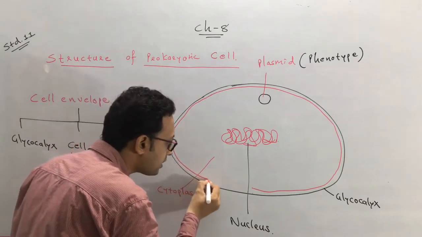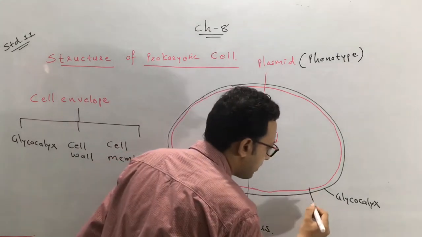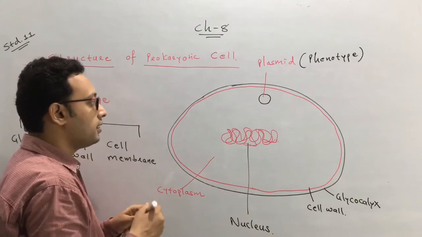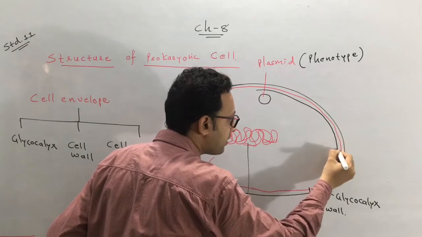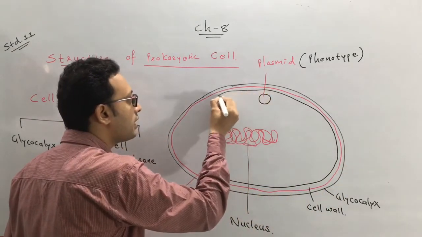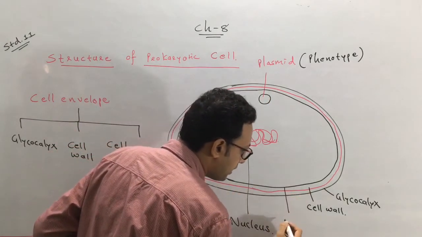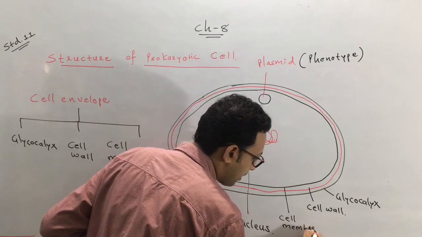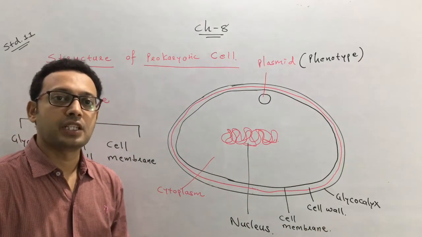It's called the cell wall. So this is the second layer, the middle layer. And the last, the innermost layer you can find in a bacterial cell, is called the cell membrane, which can also be called the plasma membrane.